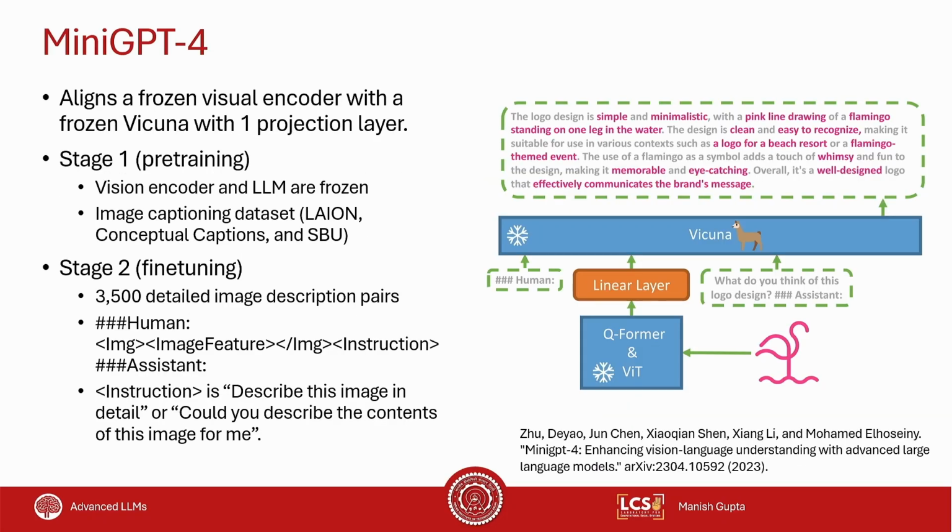MiniGPT-4, now as you can imagine, is not a new thing anyway. You take an image, pass it through the Q-former. The LLM is the Vicuna model or the more powerful GPT-4 model, and all they want to train is this linear layer. As you can see, these two are frozen. Only the linear layer is what is trained.